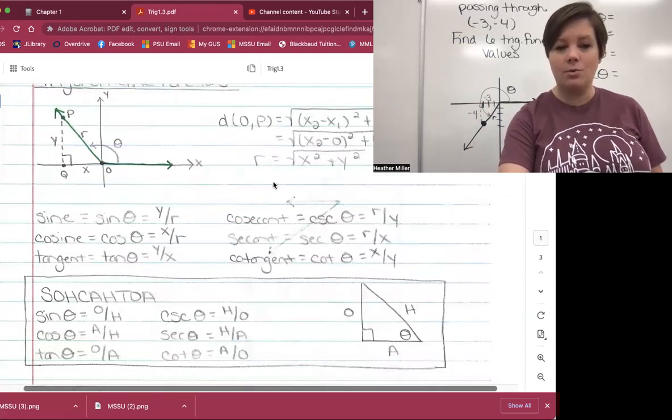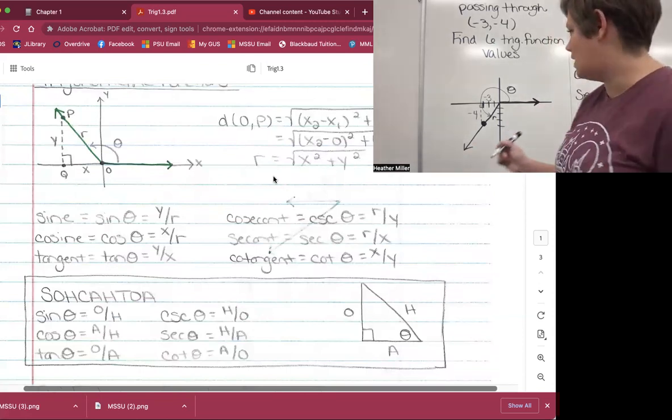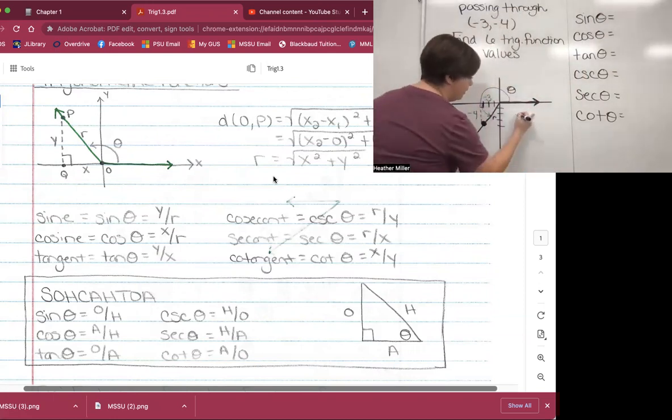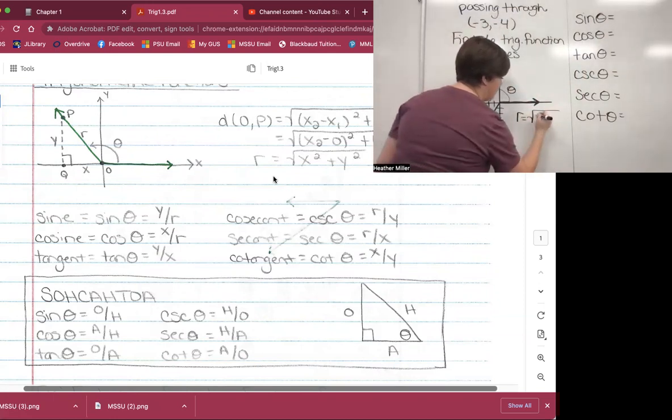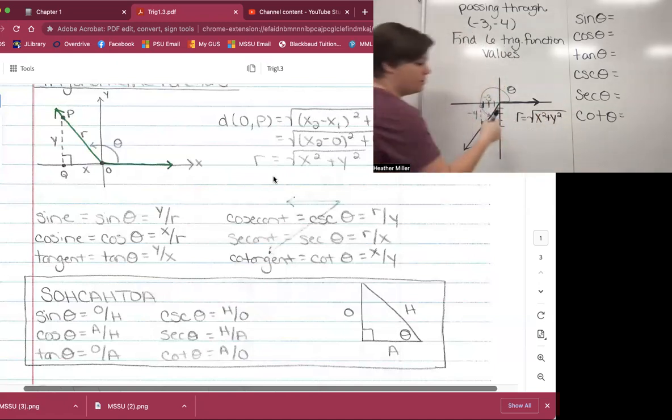It said r equals the square root of x squared plus y squared. We're going to use that. I'll write it right here: r equals the square root of x squared plus y squared. We're going to use that information in order to figure out what this distance is.